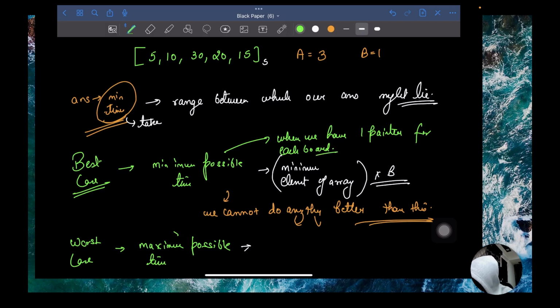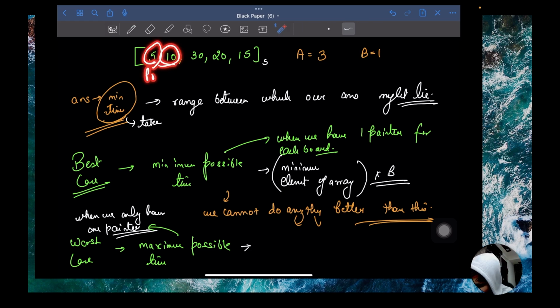This will be when we only have one painter. This will take the maximum time. Why? Because this one painter only has to paint first, second, third, fourth, fifth, all of the boards. So what will be the maximum possible time? The maximum possible time will be summation of, this is array C, right?